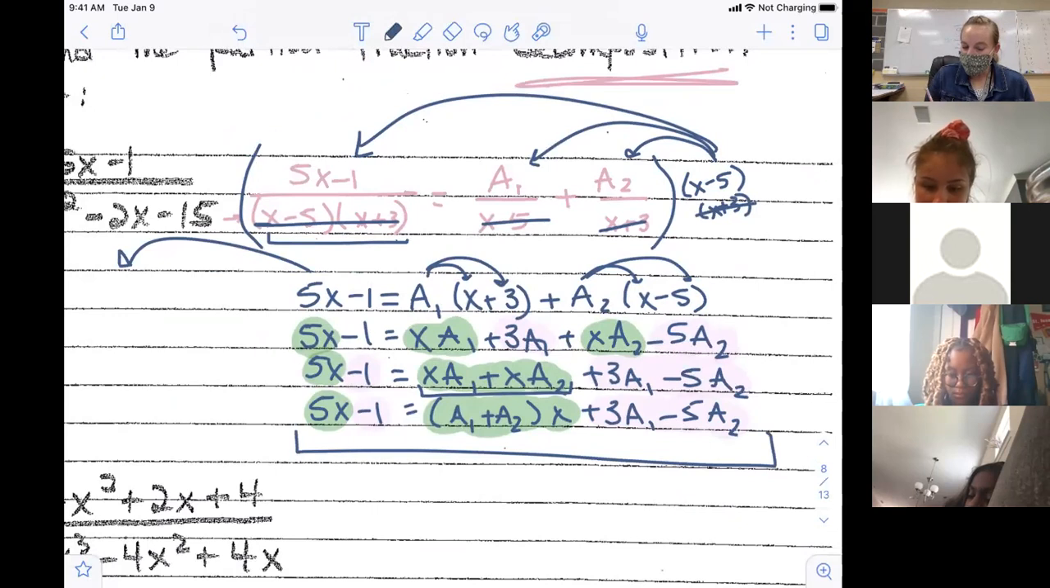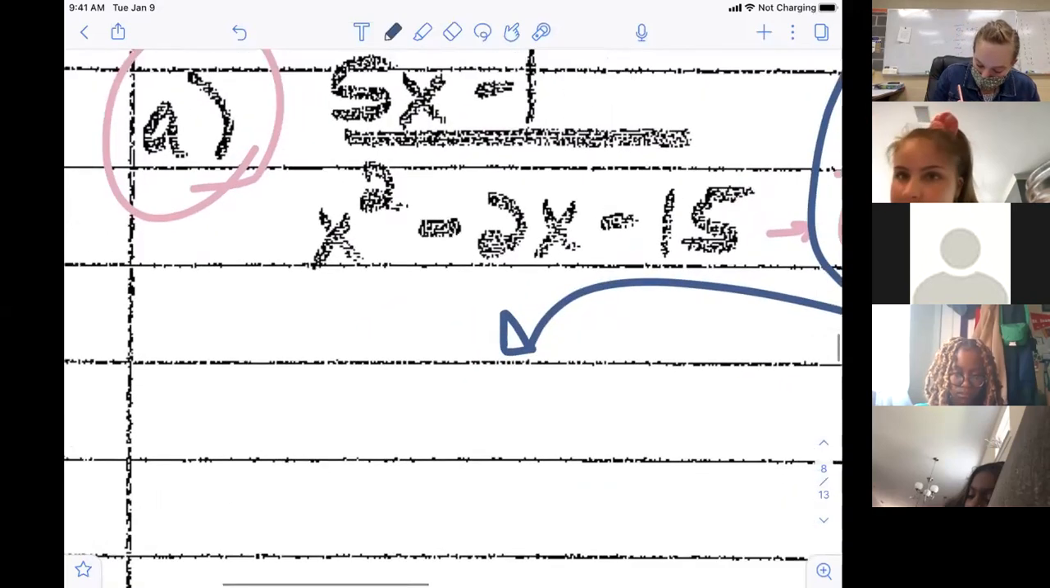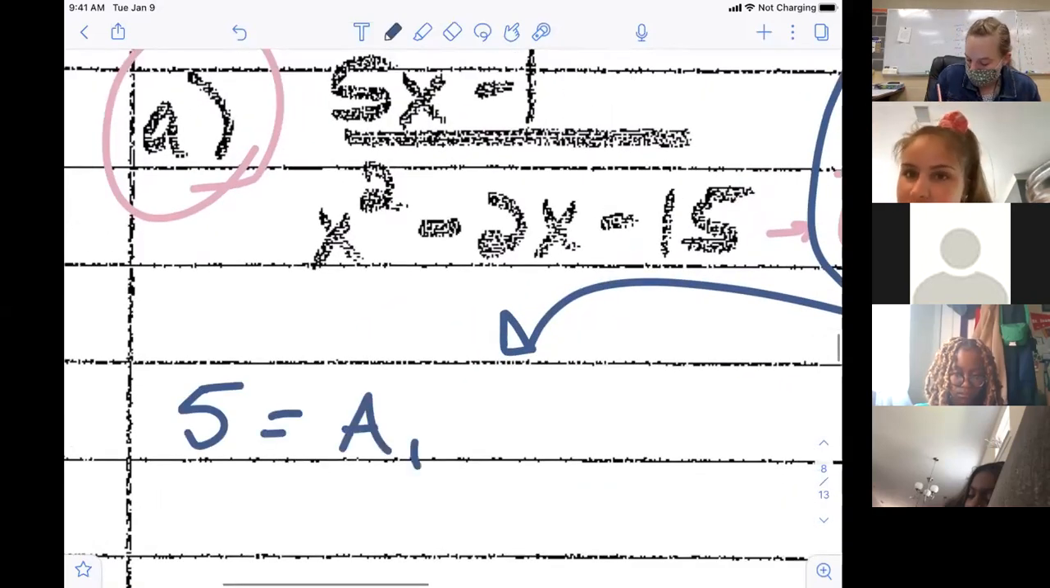I'm going to lose my x's when I carry the green part over because I've got 5 times x, or 5 times something, equals a1 plus a2 times something. Whatever that something is, the 5 and the a1 plus a2 must be equal to each other. So whatever x is, a1 plus a2 has to be 5 because their coefficients must be the same. So I'm going to write 5 equals a1 plus a2.